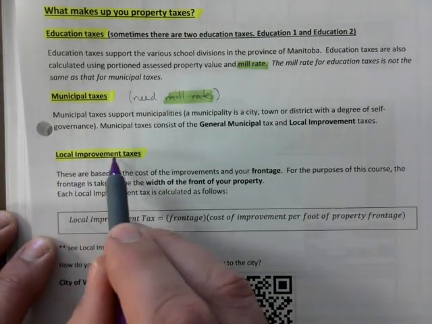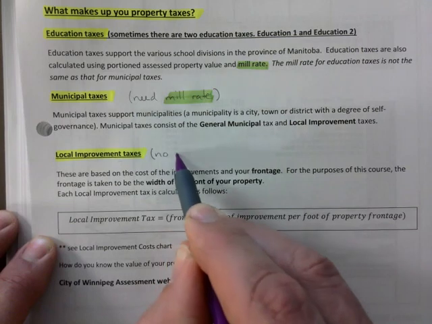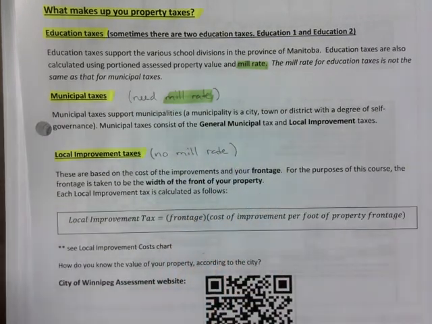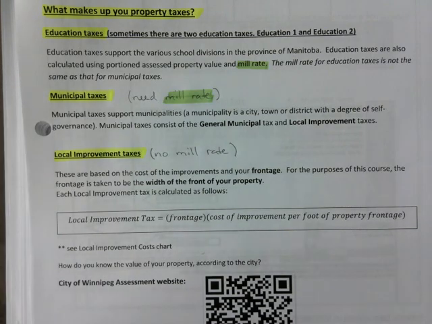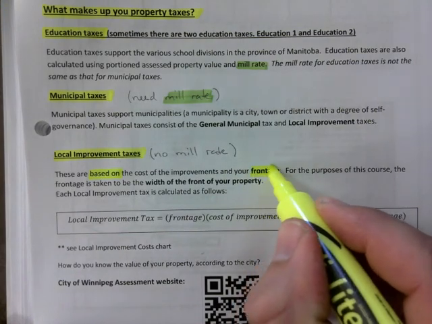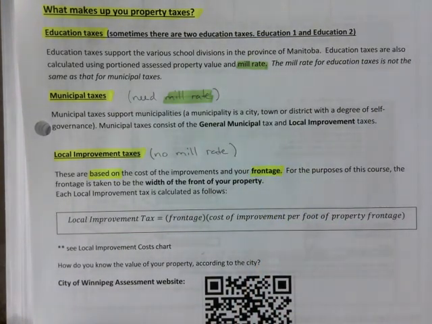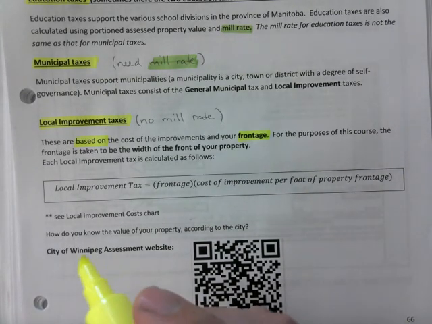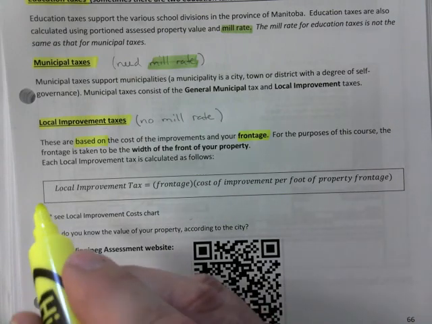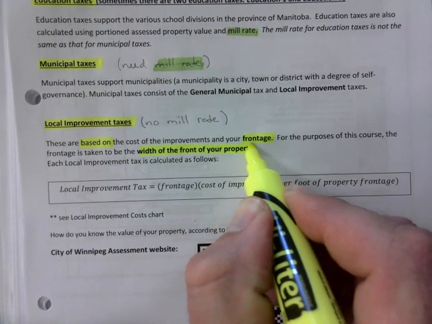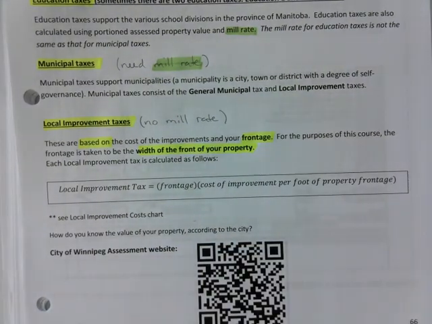Local improvements, there's no mill rate, okay? No mill rate for that one. What is it based on? It is based on the frontage. And if you remember, I briefly touched on that yesterday when we were going on the map. On that map, the city kind of has a value for each property. It's based on the width of the front of your property. That's what local improvements are based on.